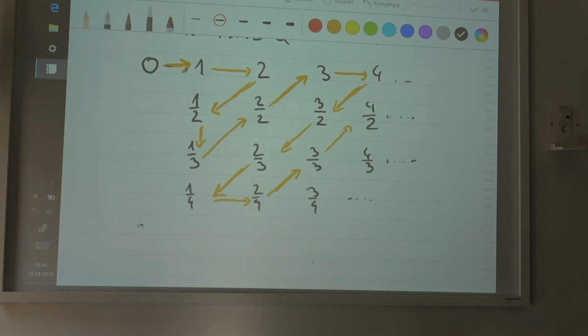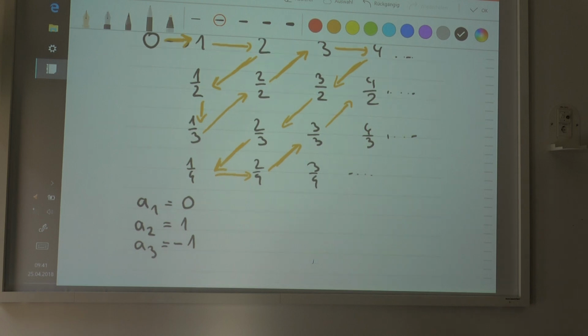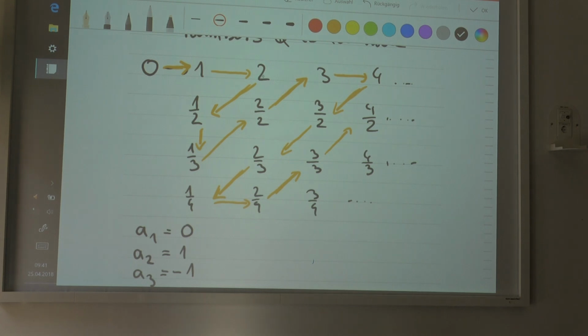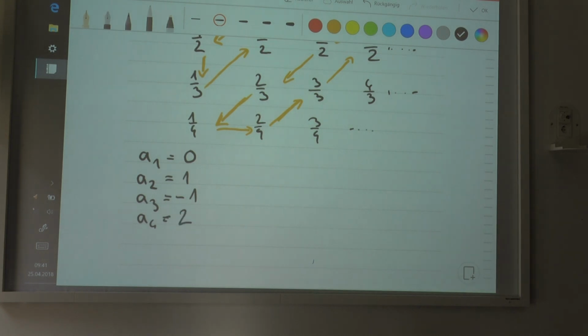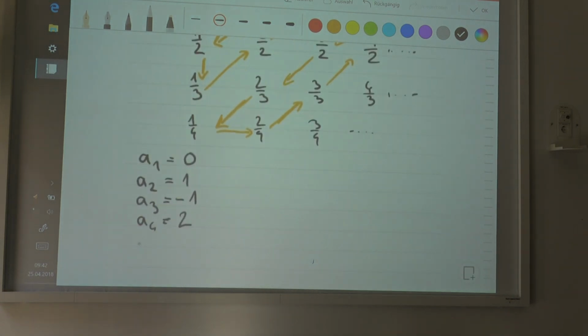The first member of the sequence, a1, would be 0. The second member would be 1. For the third member we would take the negatives, so we would have negative 1, because we need the negatives too. The fourth member, as you can see here, is 2. So we go from 1 to 2, you understand? Then we go from 2 to 1 over 2. That's the fifth member of the sequence, 1 over 2.